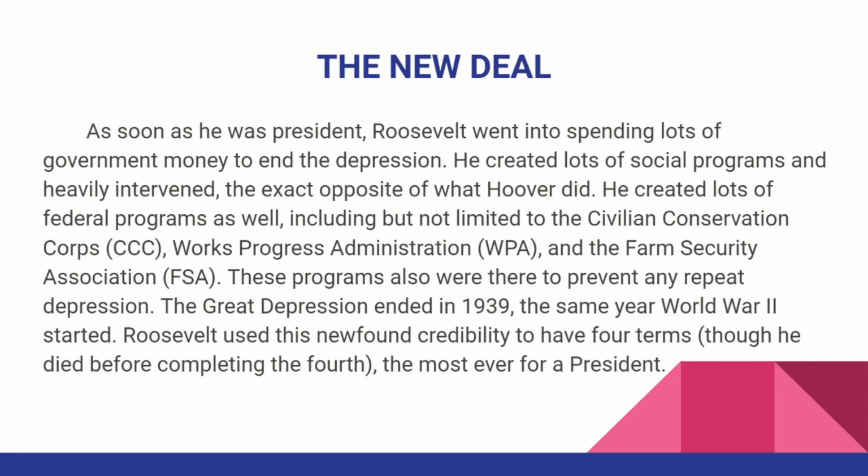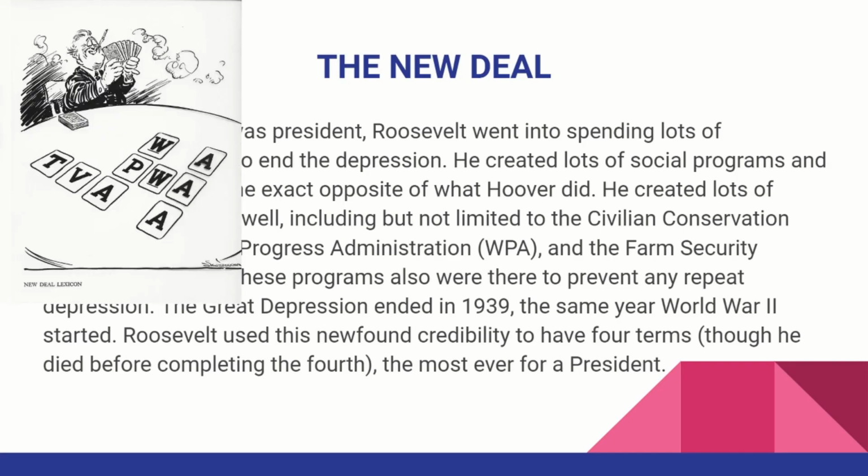And since everyone gave Roosevelt the credit for ending the Depression, he used this to gain momentum to becoming president for 4 terms, which is the most before and the most forever after, because thanks to the 22nd Amendment, each president could only serve 2 terms. As you see here, here's a political cartoon. TVA, WPA, PWA, AAA. There were so many new government programs created by Roosevelt.